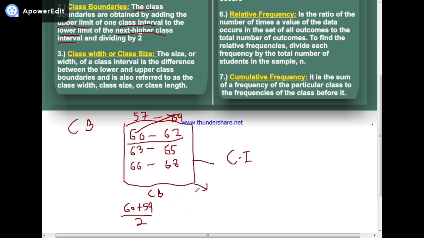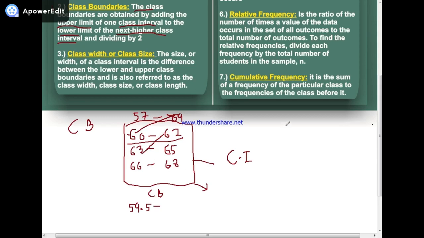59.5. So that means our lower class boundary here will be 59.5. Minus our upper class boundary. That means you are going to add this one to this one and divide it by 2. You add 62 to 63 and divide it by 2.